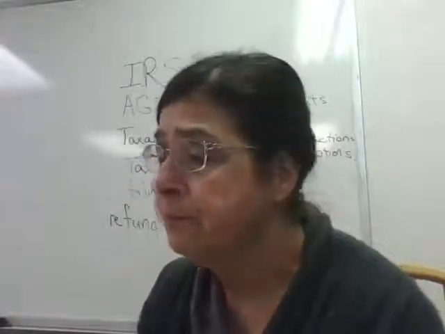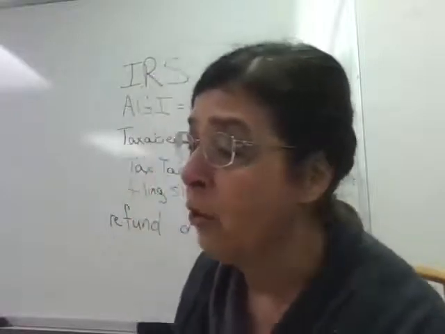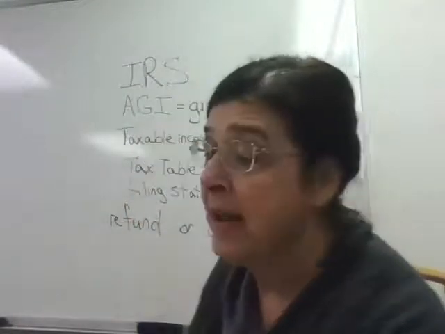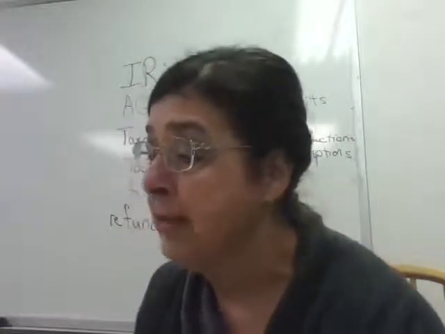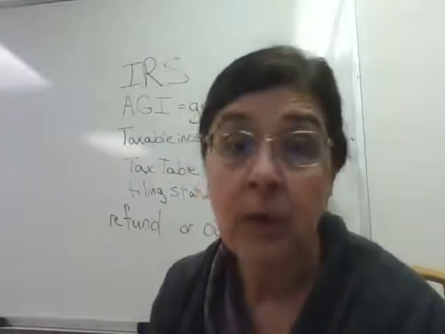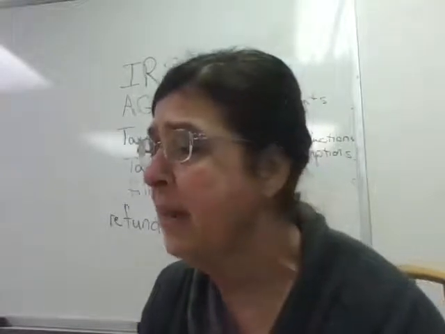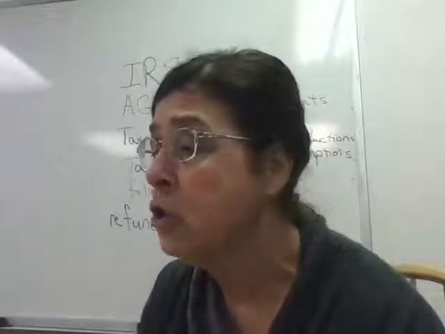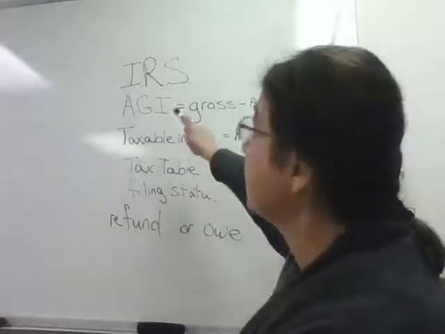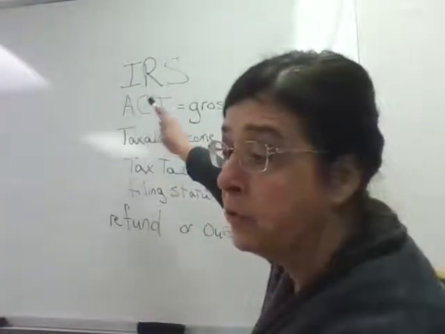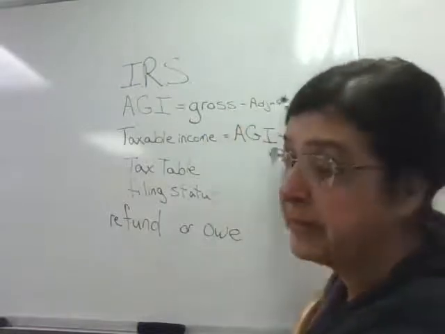Then it talks about your adjusted gross income, your AGI, which stands for adjusted gross income. You take your gross income, which we learned how to do in the previous lesson, and you subtract any adjustments, and that's your adjusted gross income. AGI is gross income minus adjustments.